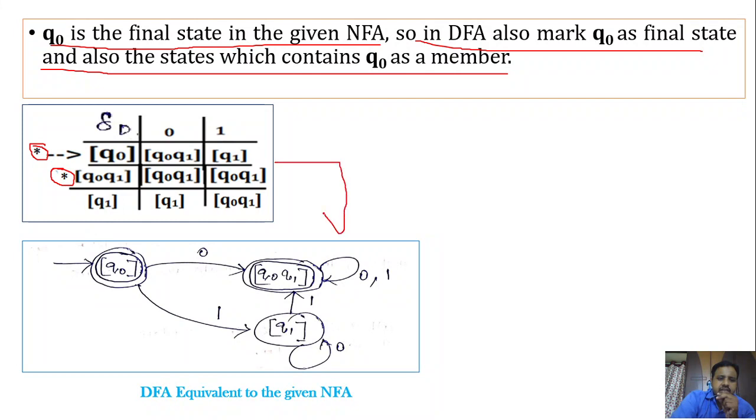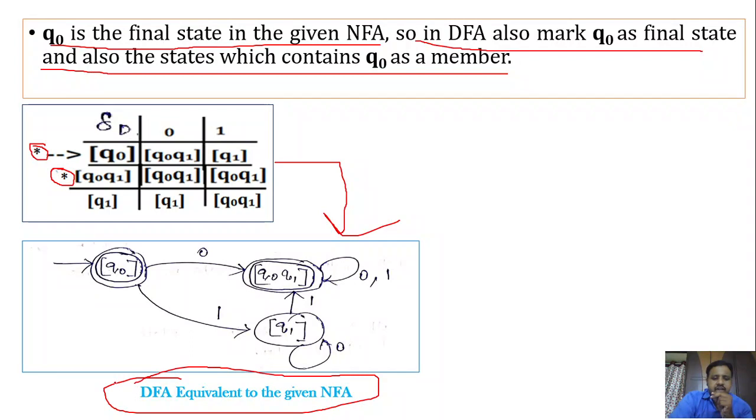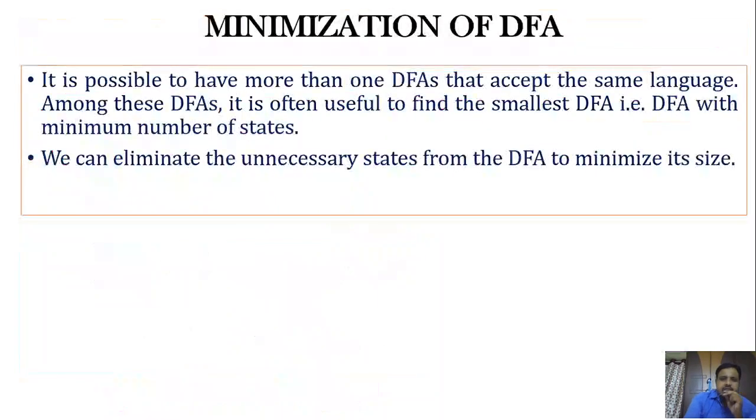From this table, construct the transition diagram. And this will be the DFA equivalent to the given NFA. So I hope the concept is clear. In the next class we will discuss how to minimize the given DFA.